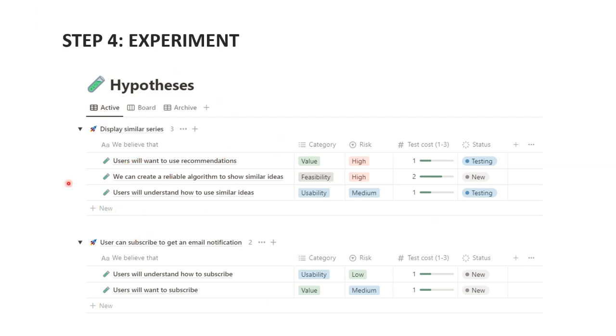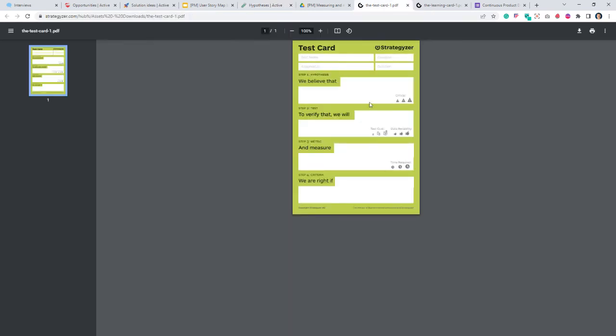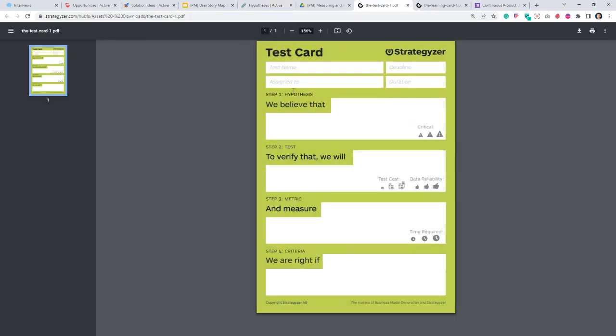Okay, and let me show you the repository. And yeah, before I open the properties of the hypothesis, I would like to present you two cards proposed by Strategizer. This is a testing card. So we have a hypothesis: we believe that, for example, users can figure out how to watch a specific series. Then we have a test that needs to be performed. To verify our hypothesis, we will, for example, create a prototype and run an experiment using Maze. Maze is a platform for running UX experiments.